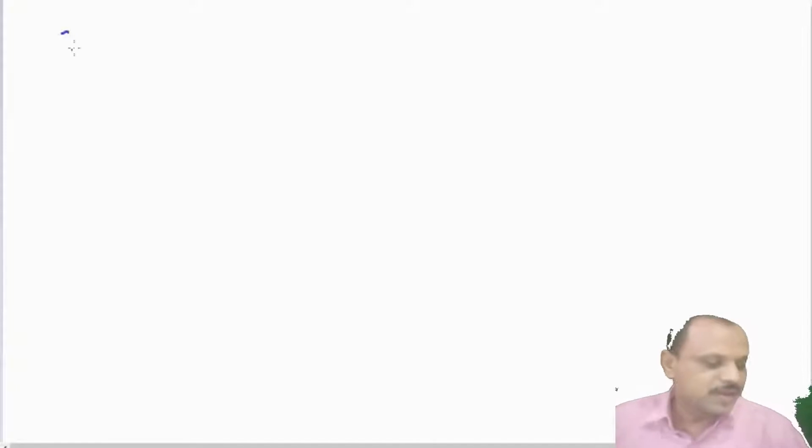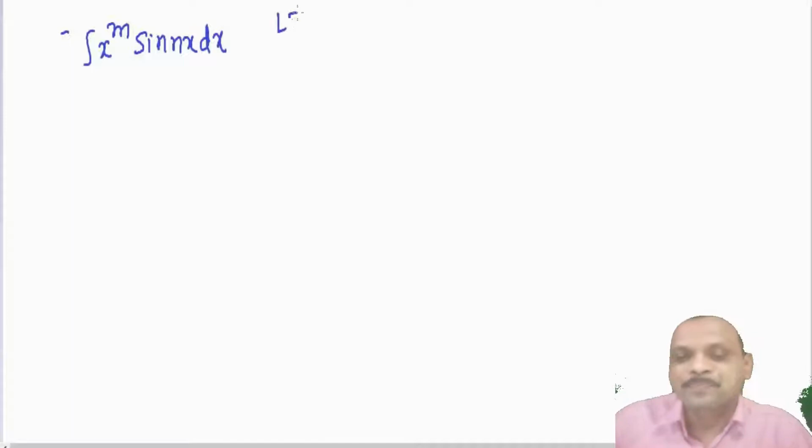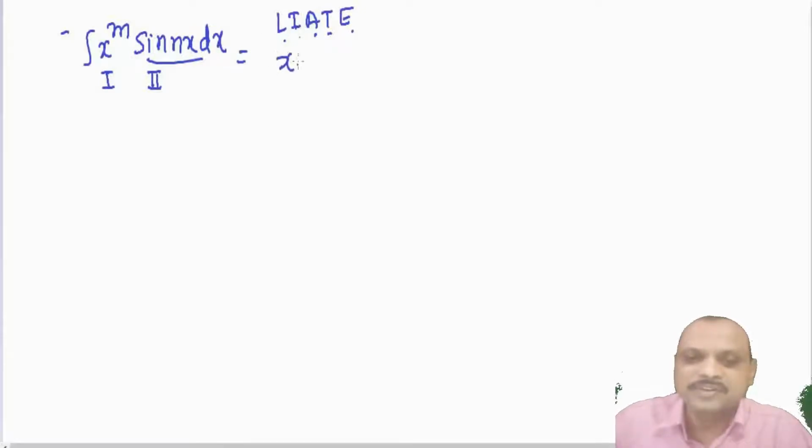Now a reduction formula for x raised to m into sine nx into dx. You know the rule of LIATE: logarithmic, inverse, algebraic, trigonometric and exponential. x raised to m is algebraic, sine is trigonometric. So this is my first function, this is my second function.